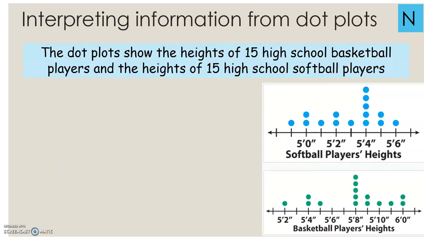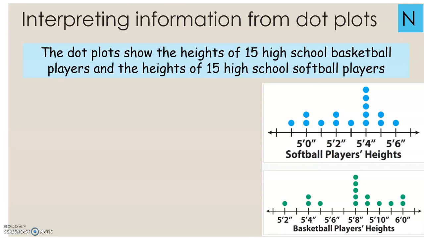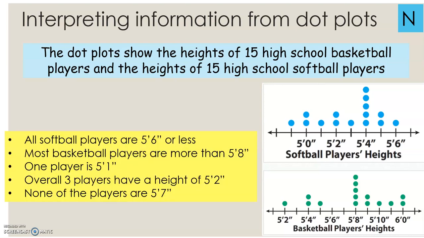We can interpret information from a dot plot as well. So here, this is the dot plot we just had a look at. And then this one is another one for basketball players' heights. The dot plots show the heights of 15 high school basketball players and the heights of 15 high school softball players, sorry. Now, in terms of interpreting information from this, there's a lot of information that we can interpret. I just had a quick look at this, and these are some of the things I was able to interpret from these two dot plots.